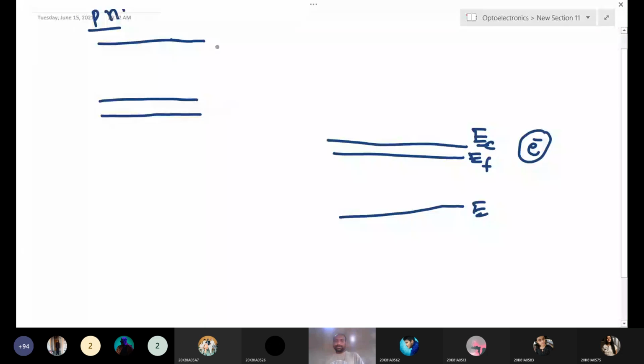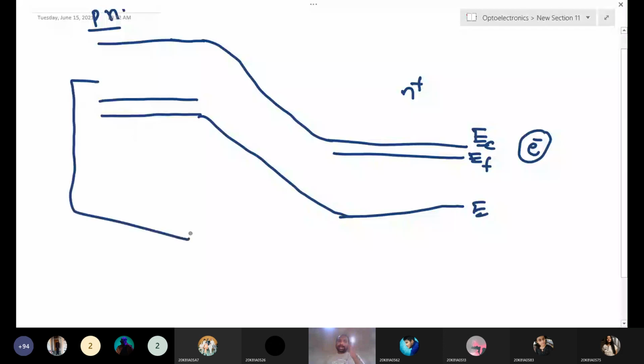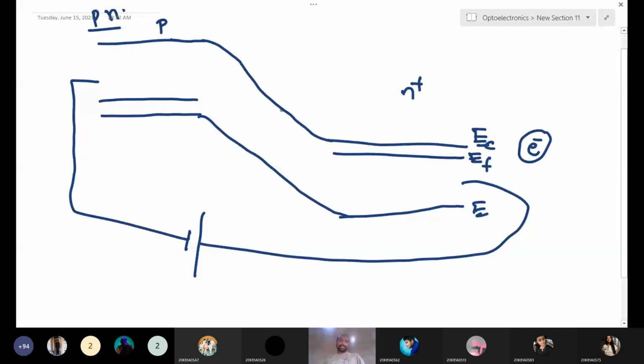Now our job is to join the conduction band of the p-type semiconductor to the conduction band of the n plus semiconductor. Now I am joining these two. I have drawn the valence bands, and now we have drawn this band bending. Here we are applying reverse bias voltage. Reverse bias means the negative terminal is connected to the p-type semiconductor and the n plus semiconductor is connected to the positive terminal. Because of this, we know the depletion region increases in this junction.